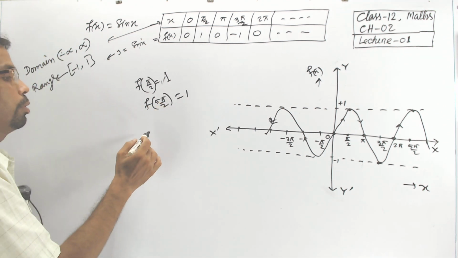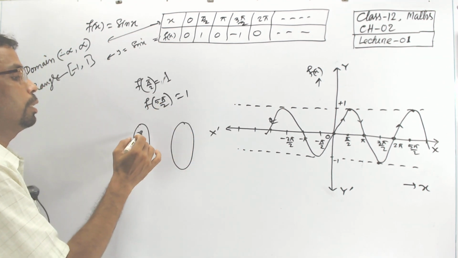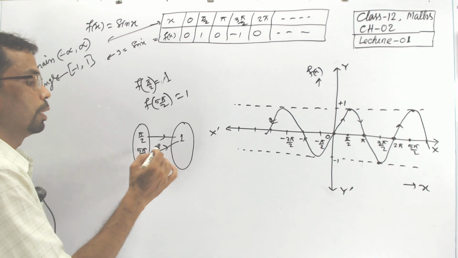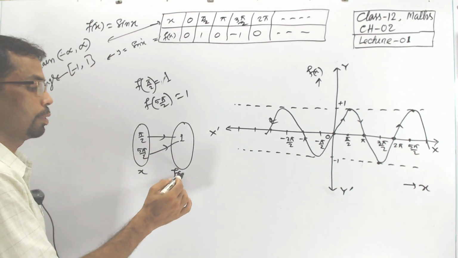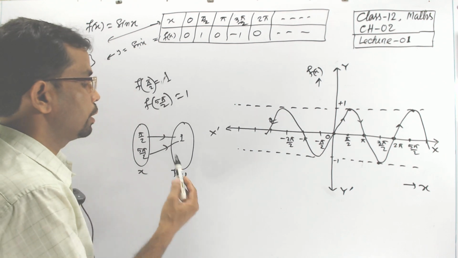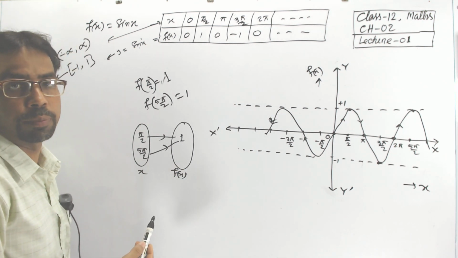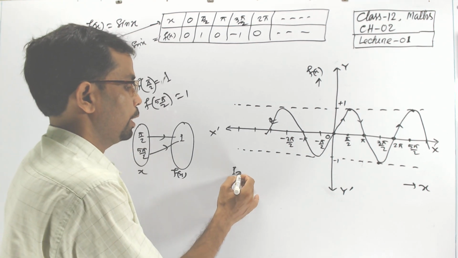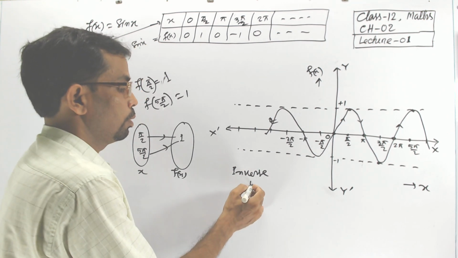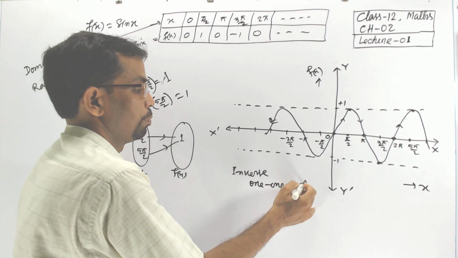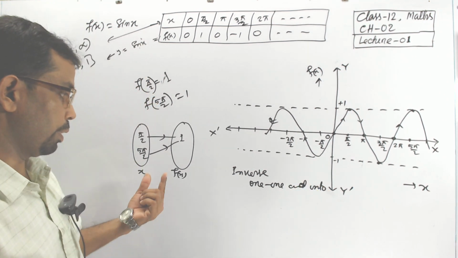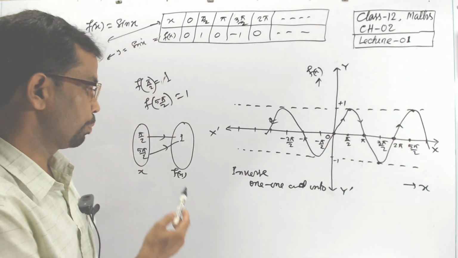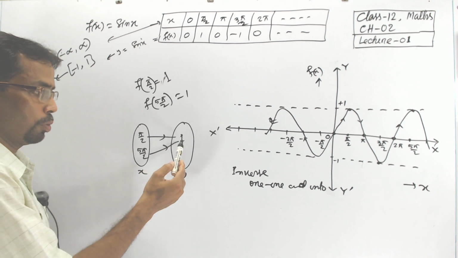Now if I draw a Venn diagram, which we have learned in chapter 1, pi by 2 has image 1 and 5 pi by 2 also has image 1. Two different values of x have the same image under f(x). That means the function is not one-one, the function is many-one. A function which is not one-one cannot have an inverse. For a function to have an inverse, the function must be one-one and also onto, but here we can very clearly see the function is not one-one, because at pi by 2 and 5 pi by 2 the corresponding values of f(x) are the same. Pi by 2 has image 1, and 5 pi by 2 also has image 1.